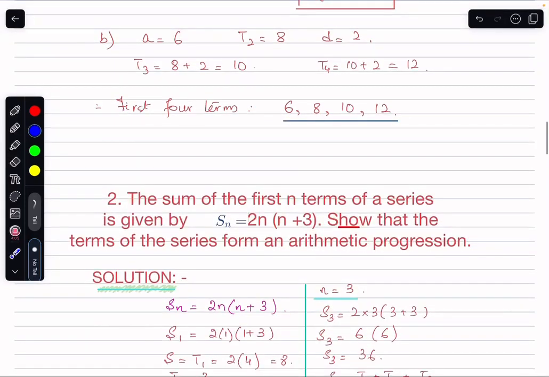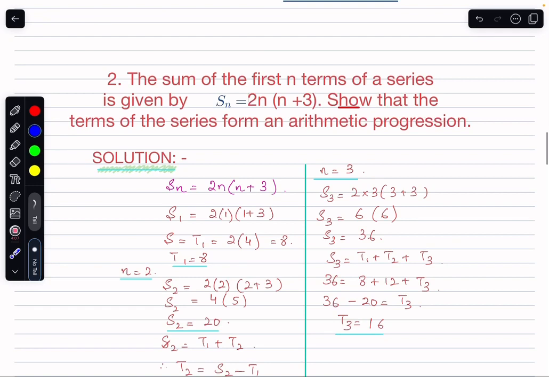Let's move to the next question. The sum of the first n terms of a series is given by Sn, which is equal to 2n times (n plus 3). We have to show that the terms of the series form an arithmetic progression.